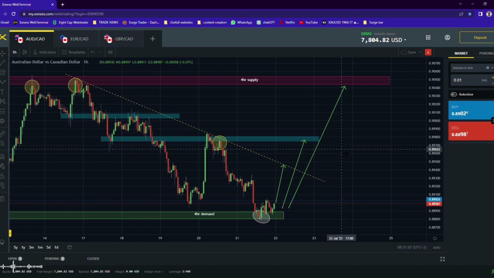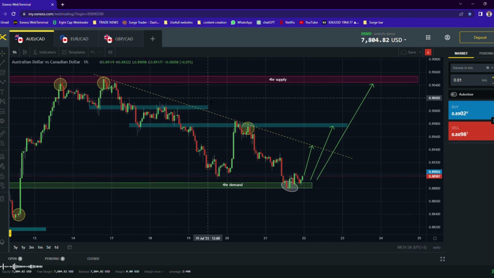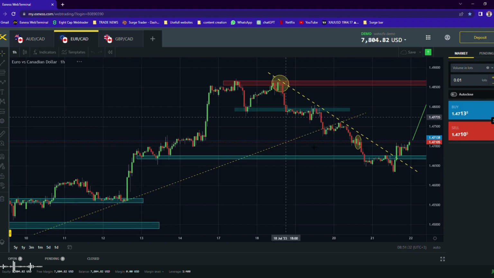So that is a pure buy side confirmation when the market opens in the Asian session on Monday 24th. Let's see how the confirmation is going to be and we take that trade, guys. So that was AUD Canadian, and let's see how Euro Canadian looks now.